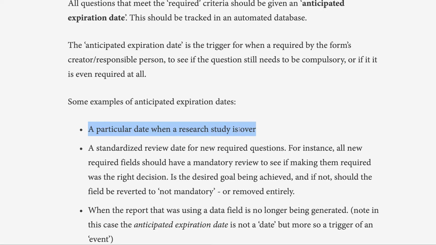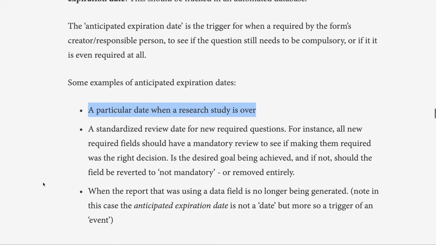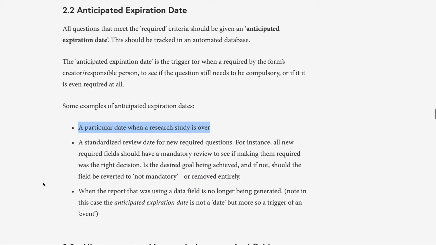Another example would be that if a question was tied to the generation of a particular report, and that report is no longer being generated, this should act as the trigger for this database to alert the form developer that those questions have reached their anticipated expiration date, meaning that the report is no longer being generated, and now we need to review these mandatory questions.